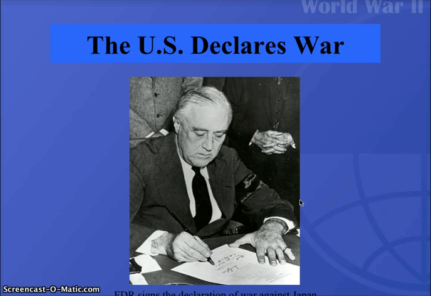Since Japan was a member of the Tripartite Pact, with Germany then declared war on the United States, America reciprocated and declared war on Germany on December 11th. British Prime Minister Winston Churchill rejoices because the U.S. have entered World War II.